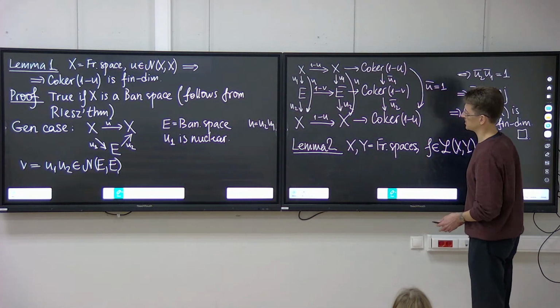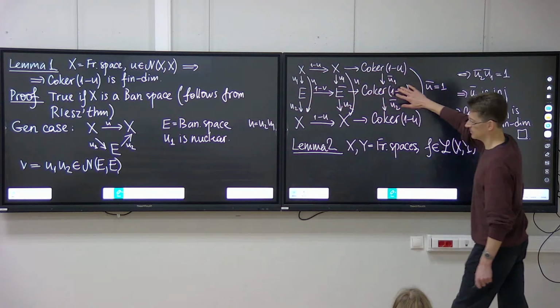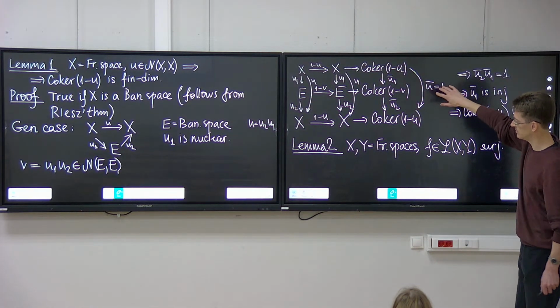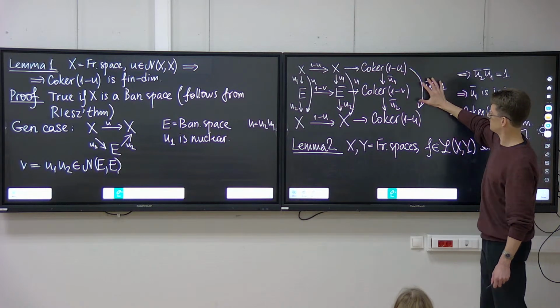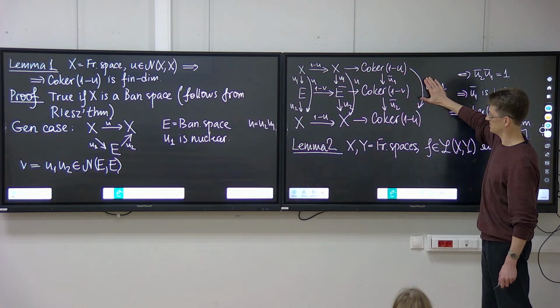Well, if we forget about the middle row and consider only the upper row and the bottom row, and forget for a moment about this arrow, then there is a unique map.